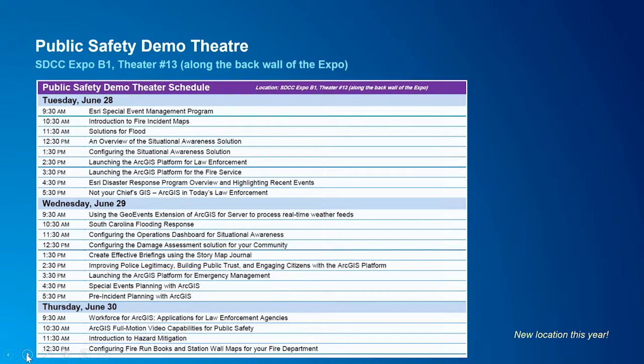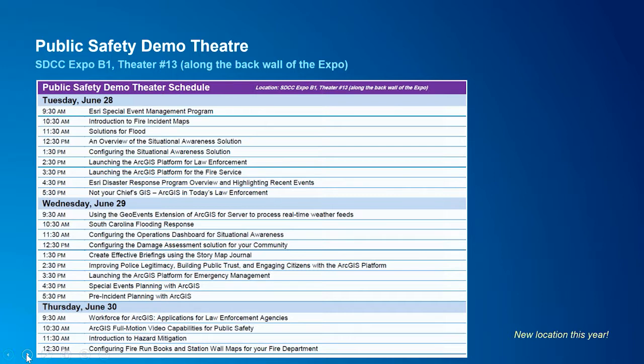Our public safety demo theater, again, will be right in the middle. If you remember a couple slides ago, we showed what that neighborhood's going to look like. Right in the middle of that neighborhood is where our public safety demo theater will be. I encourage everyone to look through this schedule. Again, these slides will be available. User conference is just an amazing resource, I think, to learn and understand more about GIS, and learn more about how to apply GIS to your own particular problem sets that you're wrestling with and the challenges that you've got.